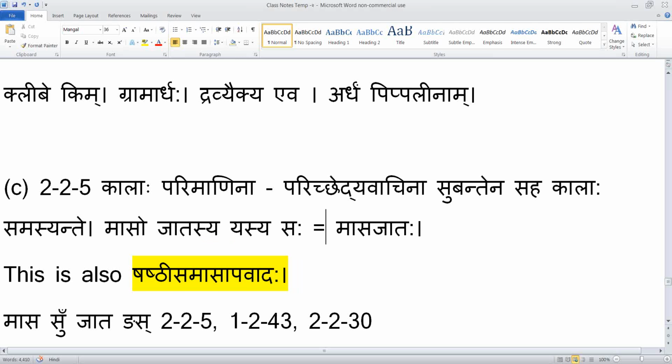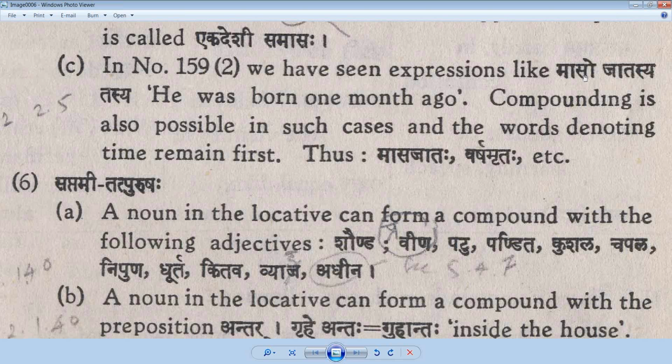Vigraha Vakyam: Masaha Jatasya Yasya Saha. In fact, they just copied from the book. Anyway, that's not an excuse, but that was an error. So correct that in the book. In the book he has put Masaha Jatasya Tasya, so it really should be Masaha Jatasya Yasya Saha. It should not be Tasya. That would be a better Vigraha Vakyam. Okay. I'll think about it some more, and if I have more comments, I'll do that in the next class.